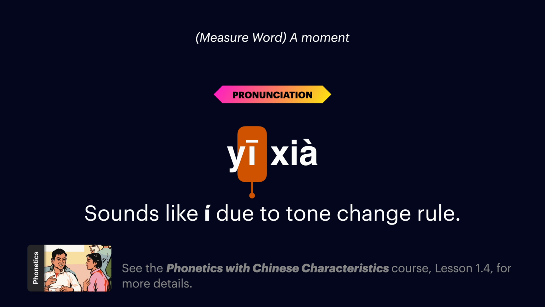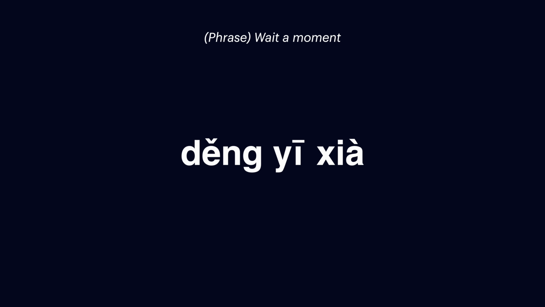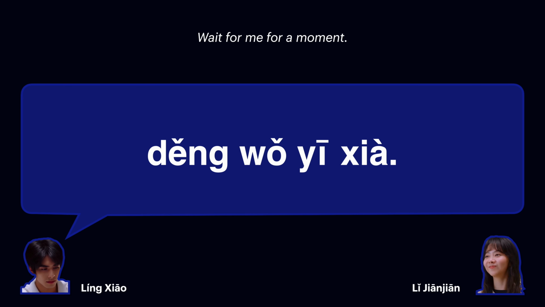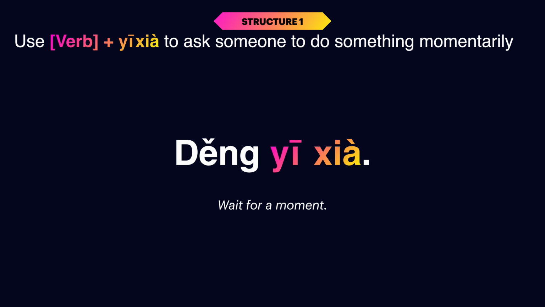Putting them together, 等一下. 等一下, that means wait for a moment. If we add a 我 in there, we have 等我一下, wait for me for a moment. And that's what Ling Xiao says. 等我一下. Now let's abstract the sentence into a pattern and we get verb plus 一下.